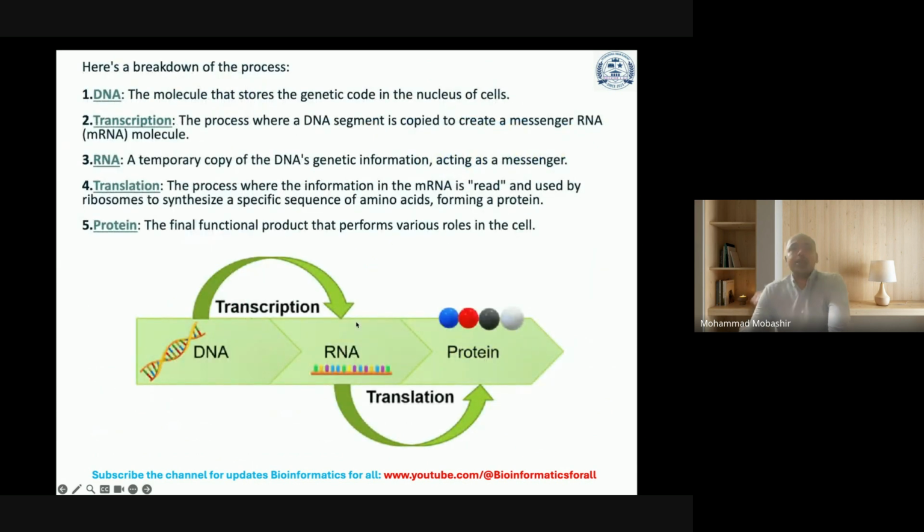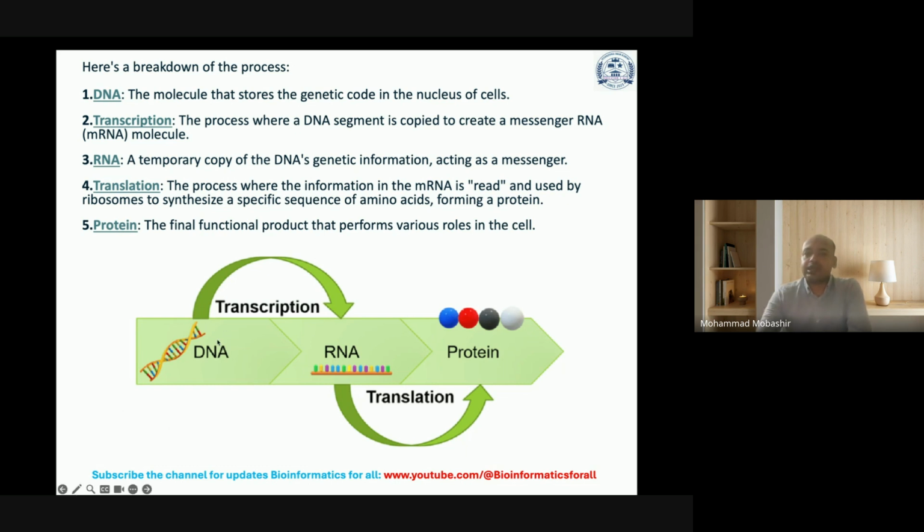So next part is what you could learn from the breakdown of the process. DNA, the molecule that stores the genetic information or code in the nucleus of the cells. Transcription, the process where a DNA segment is copied to create a messenger RNA molecule, that is mRNA. RNA, a temporary copy of DNA's genetic information acting as a messenger. And translation, the process where the information in the mRNA is read and used by the ribosomes to synthesize a specific sequence of amino acids forming a protein.